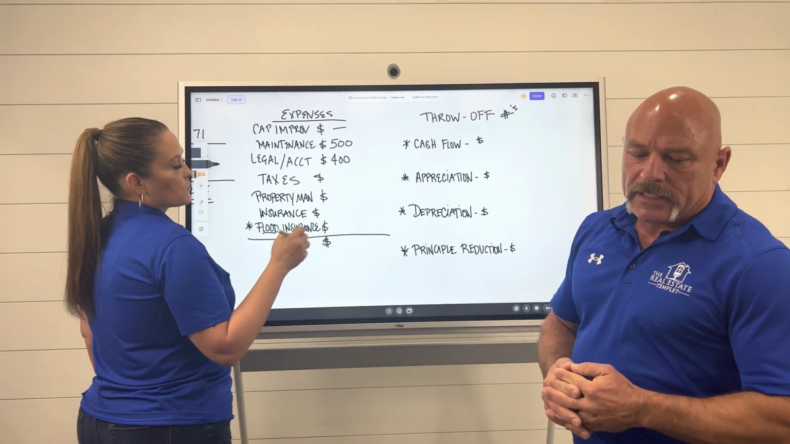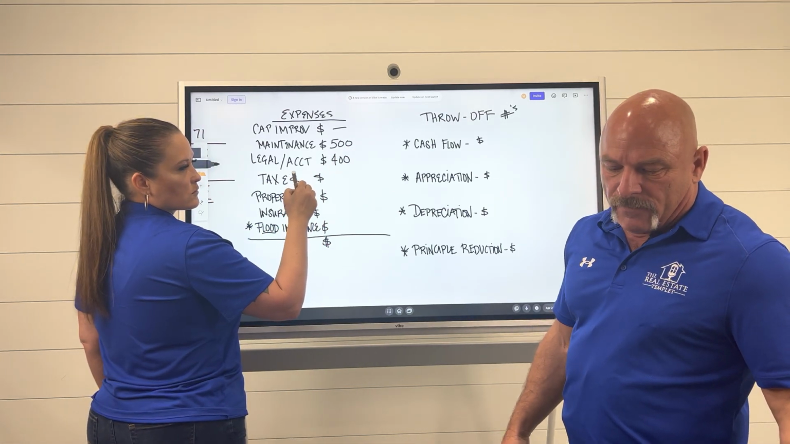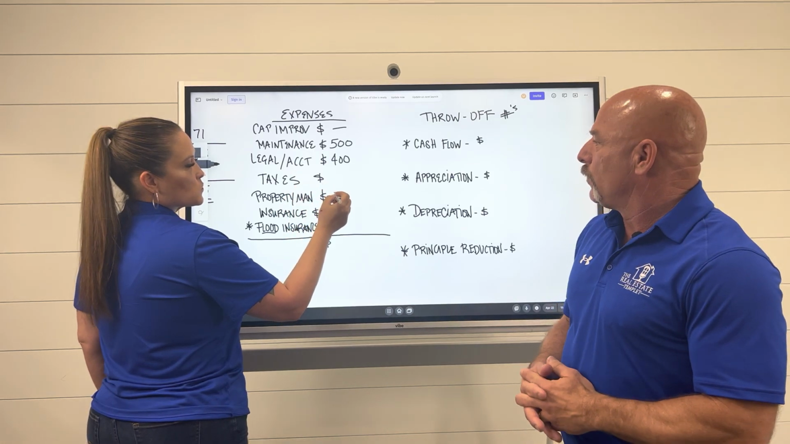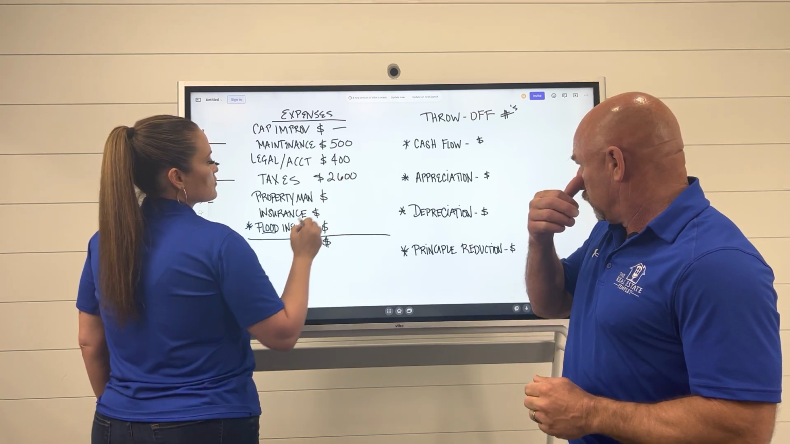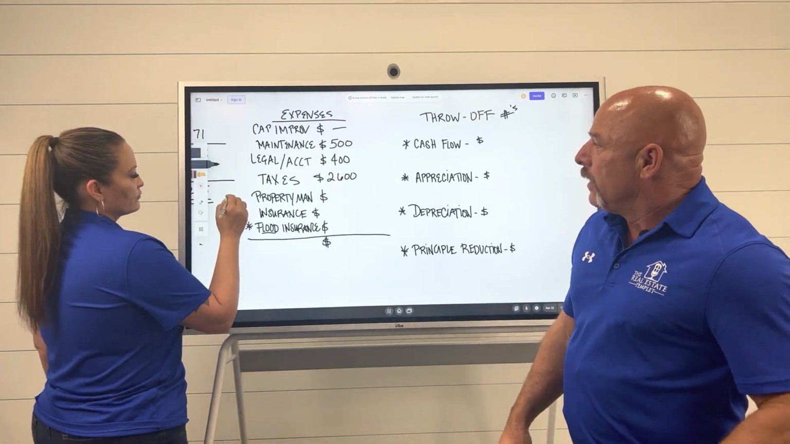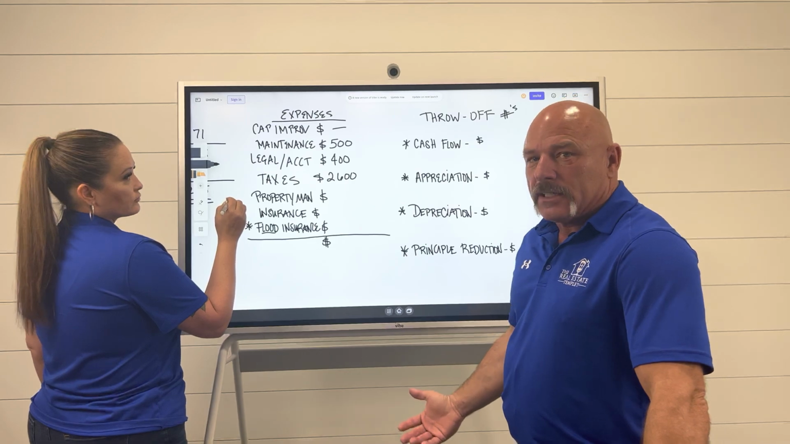So property taxes, this showed the property taxes a little bit less than what I figured. I figured the property taxes to run probably closer to $2,600 a year on a $300,000 purchase. Okay. Then property management fee.